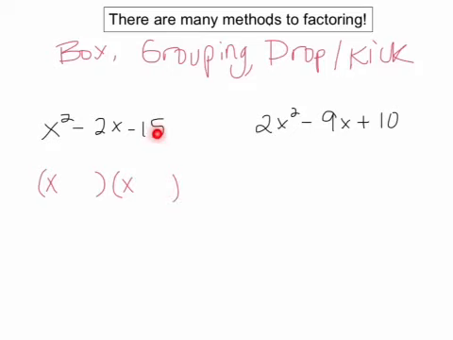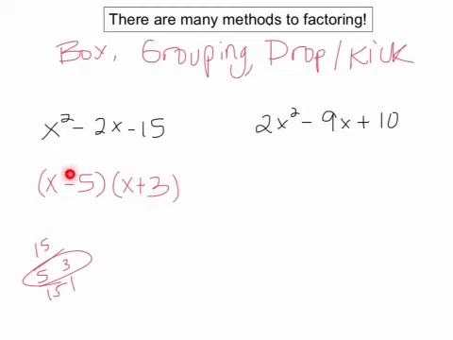So you have to think of two numbers that multiply to 15, but that also will add up to negative 2. So you've got 5 and 3, 15 and 1. In this case, it looks like 5 and 3 will work. So we also want them to add up to negative 2. So my signs need to be negative 5 and positive 3.